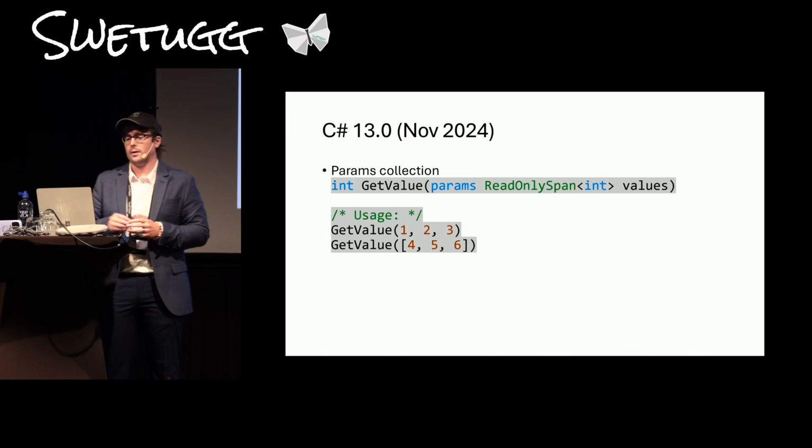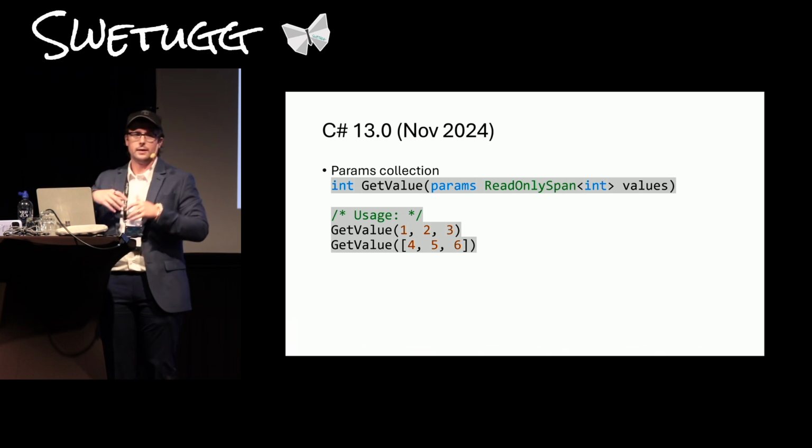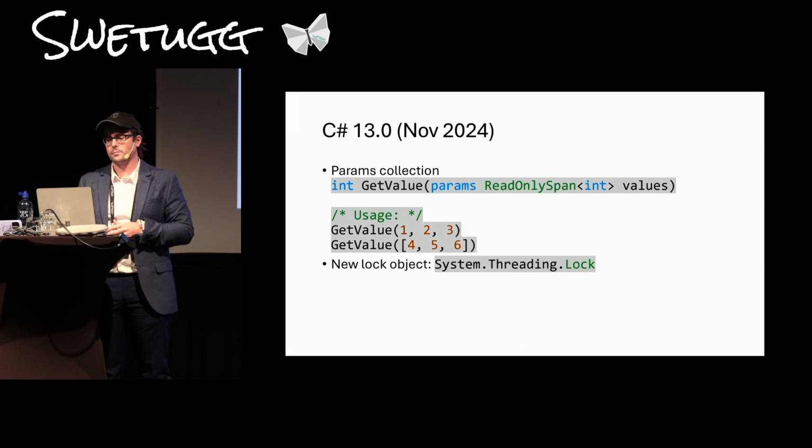So here we have the usage where we just put in 1, 2, and 3, either as an array or as just parameters to the method. And if you do the first type, it will cast those 1, 2, 3 into a read-only span in the way that .NET knows how to do it the best.